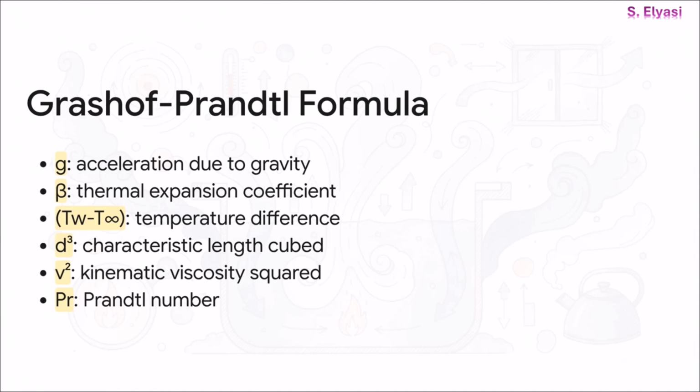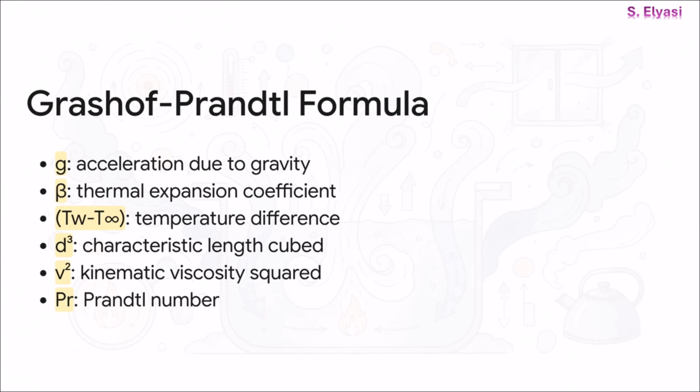Okay, I know this formula can look a little scary at first, so let's just break it down piece by piece. Think of it like a fraction. Everything on top represents the forces that are creating the flow, and everything on the bottom represents the forces that are resisting it. So, up in the numerator, our driving forces, we start with g, gravity, right? Makes sense. Without gravity, there's no up, so there's no buoyancy. Then there's beta, the thermal expansion coefficient. That just tells us how much the air puffs up and gets less dense when you heat it. Bigger beta, stronger lift.